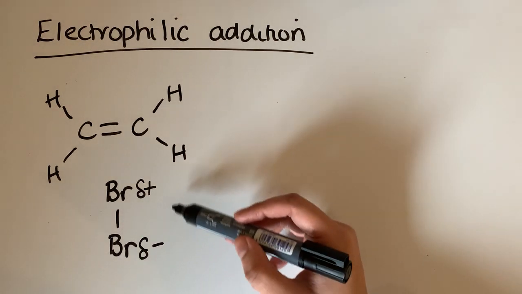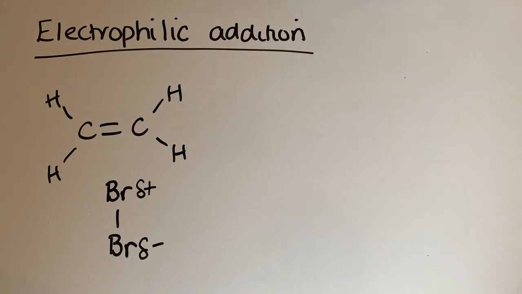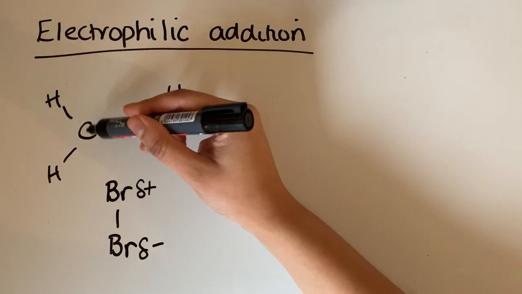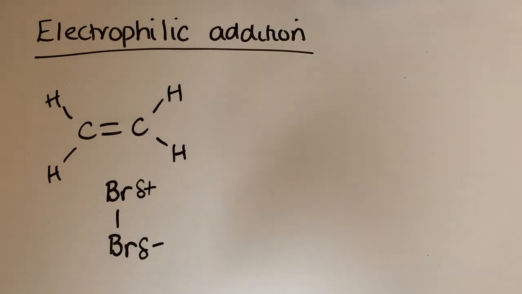This here now is our electrophile. We've got this Br delta positive, and that is electrophilic, which means it wants to gain electrons. So this area here is very electron rich. This area over here is very electron deficient.